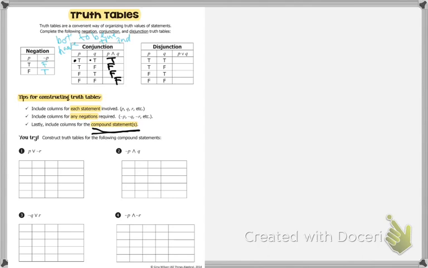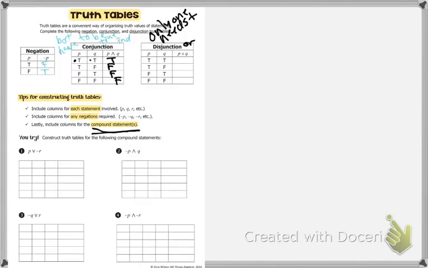Then you go to disjunction. Disjunction is or, where only one needs to be true. So true, true, true. Here we have true, false. One of them is true. Here we have false, true. One of them is true. Here we have both false. Then it becomes false.